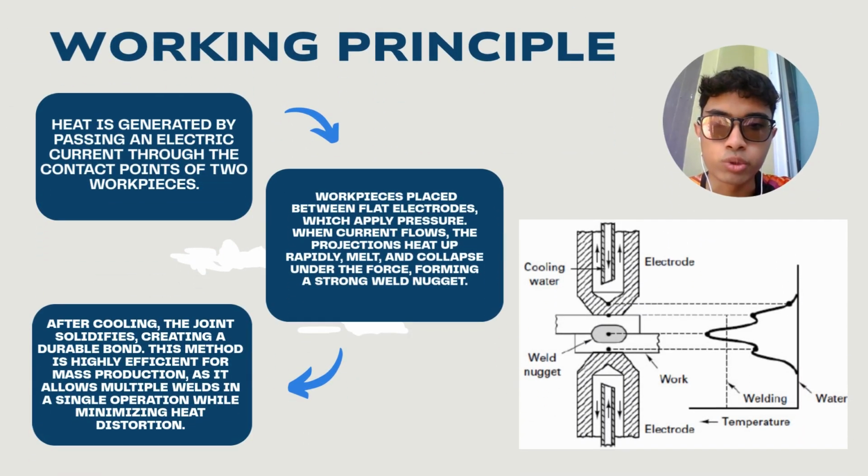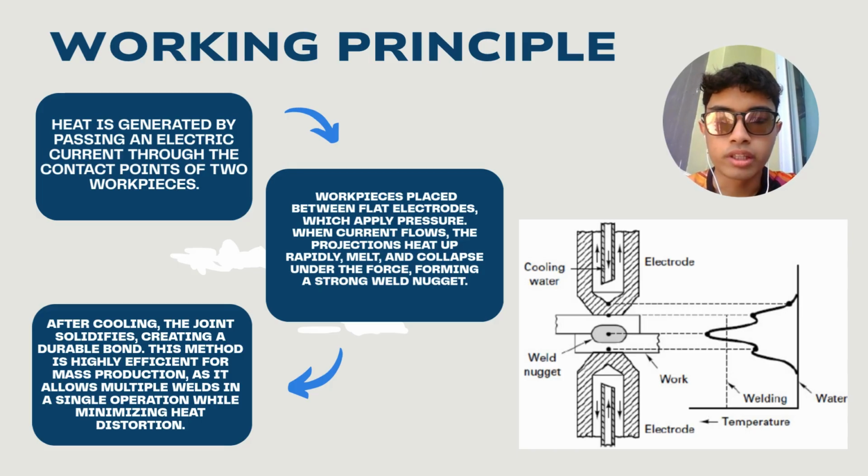So we move into the working principle of resistance welding. The first point is the heat is generated by passing an electric current through the contact point of two workpieces. The workpieces are then placed between flat electrodes which apply pressure. When current flows, the projections heat up rapidly, melt, and collapse under the force, forming a strong weld nugget.